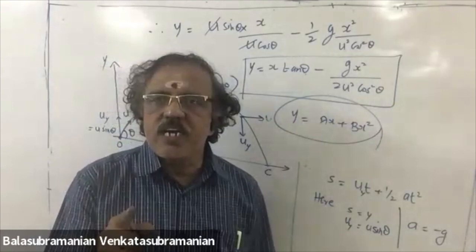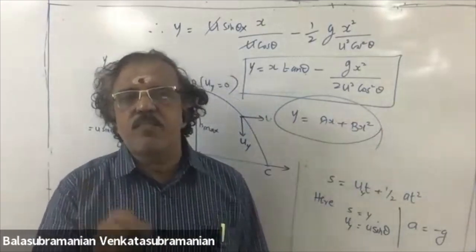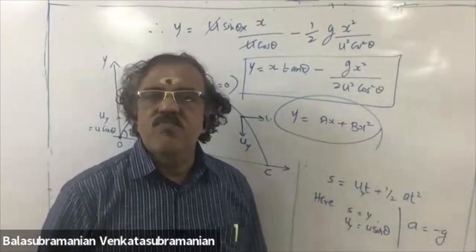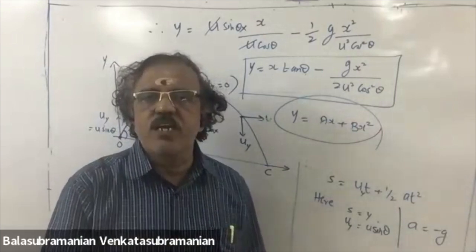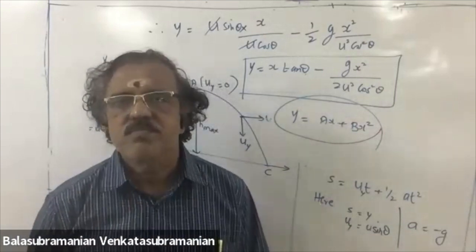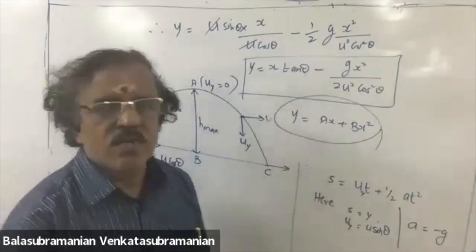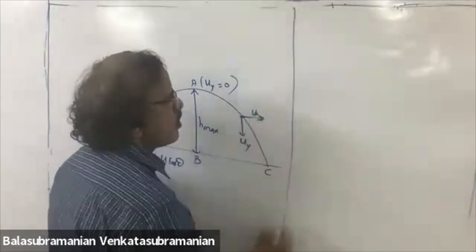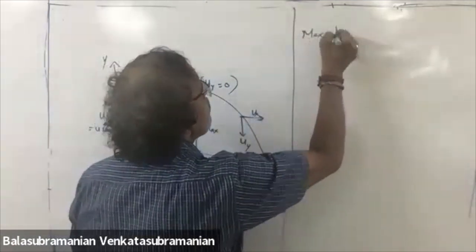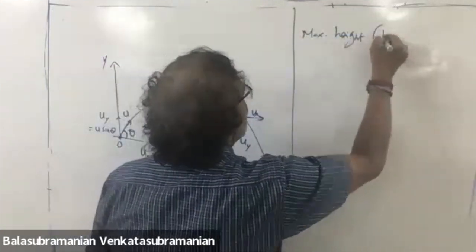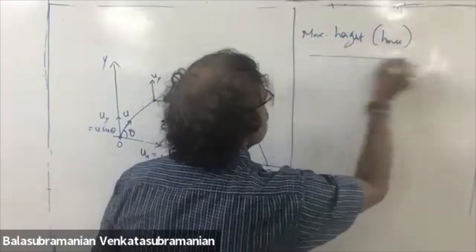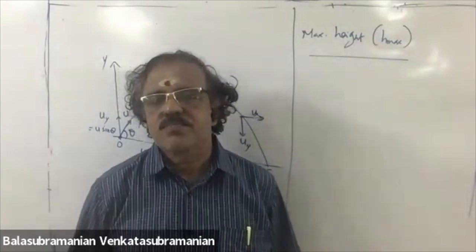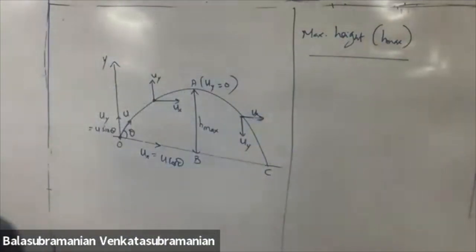So a body projected from the top of a building also follows a parabolic path. A body projected at horizontal ground level with a velocity u also follows a parabolic path. Correct? This is the next part. Next, you are going to write maximum height, H max. What equation of motion can we consider here?